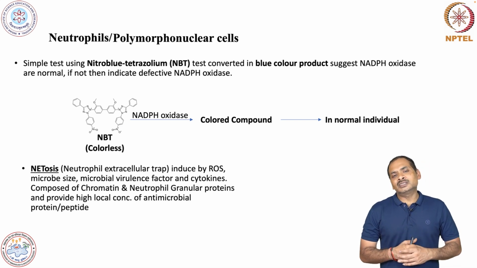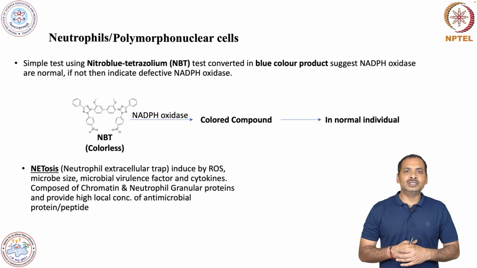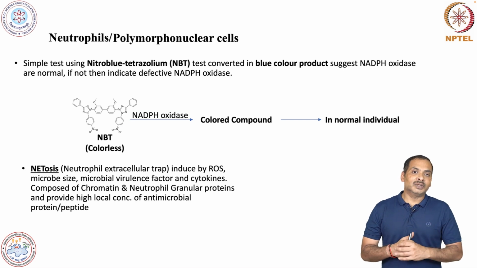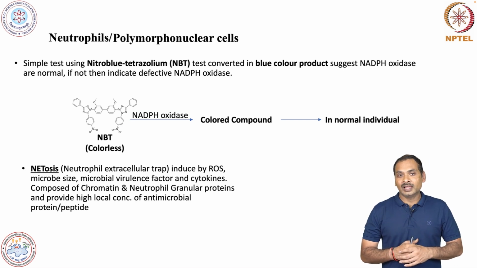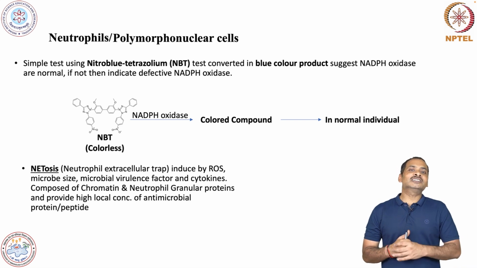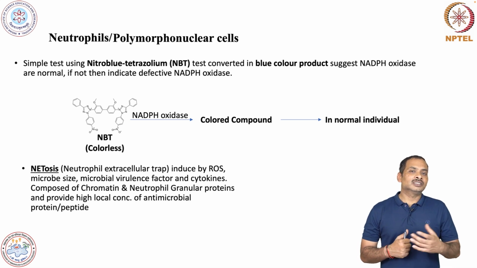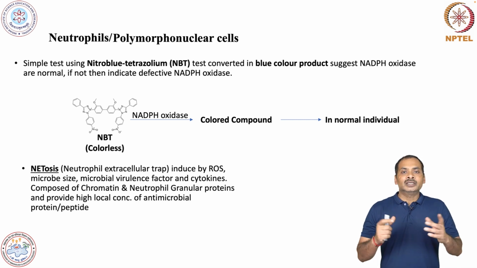Okay. So, in this test what we do, we take the cells, break the cells and then mix it with this reagent. If the reagent turns deep blue, then that indicates that your enzyme NADPH oxidase is functional and the individual is normal. If the intensity is less, then it is less functional. If it is almost colorless, then one can consider that this individual is lacking the functional NADPH oxidase.